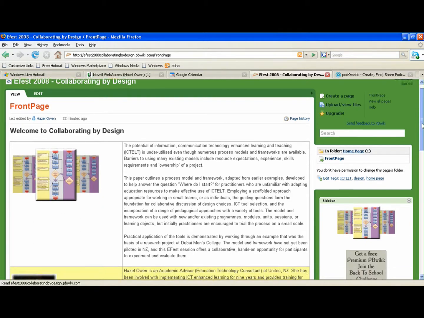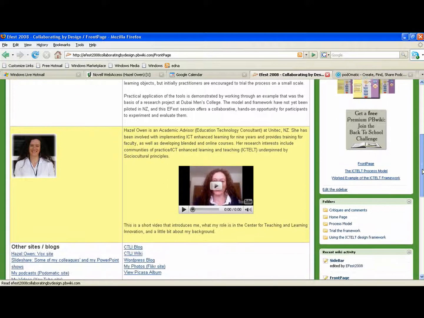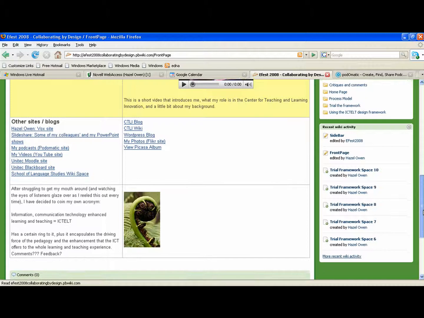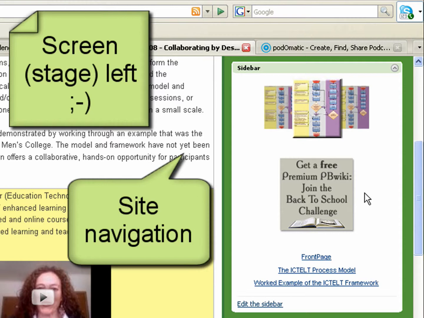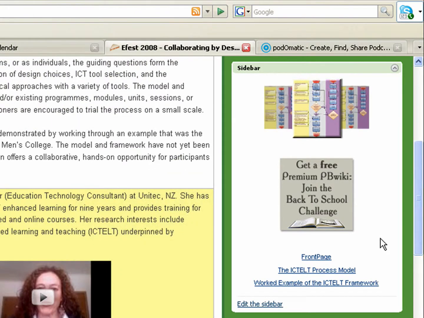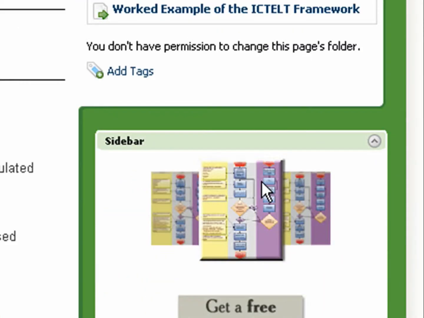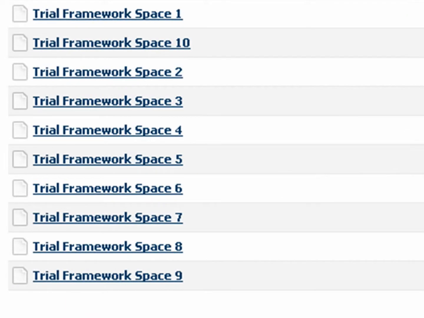It's got a little bit of a blurb as to what the PB Wiki's for, bit of an intro that I've put together, some sites of interest if you'd like to go and have a look at them, and so on. Down the left hand side is where all your navigation is. In the sidebar you've got a link to the front page, the home page. You've also got a link to the process model and a link to the worked example. Then down again on the left hand side, just below the sidebar panel, you'll see a panel called folders and a folder called Trial the Framework.